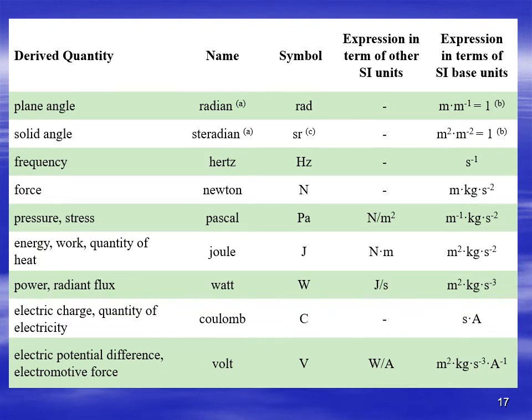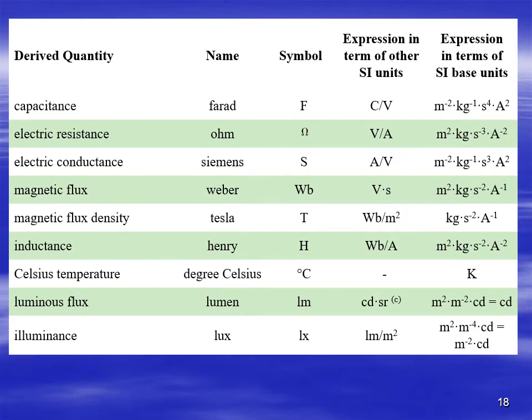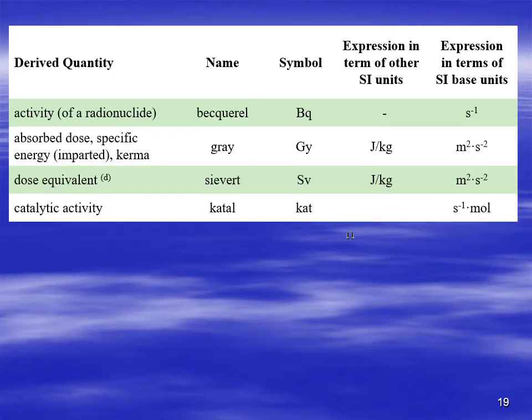But there are lots of other types of derived quantities. Here are more examples of derived quantities. Celsius, you see, is there. Celsius is based on the Kelvin scale. And there's more.